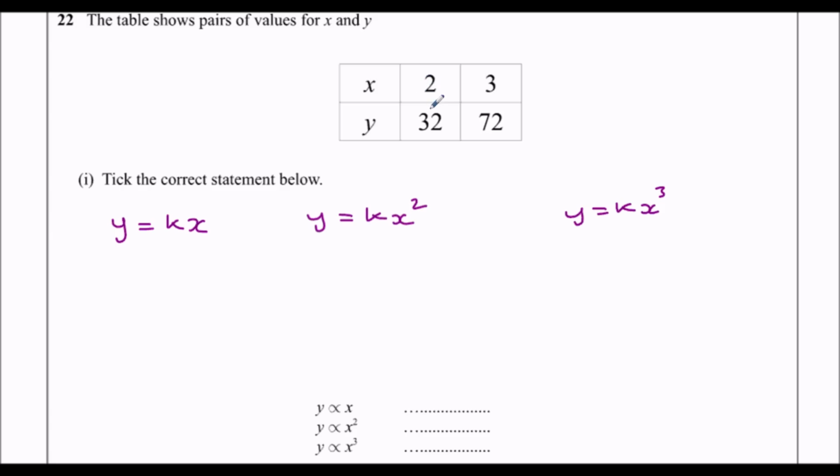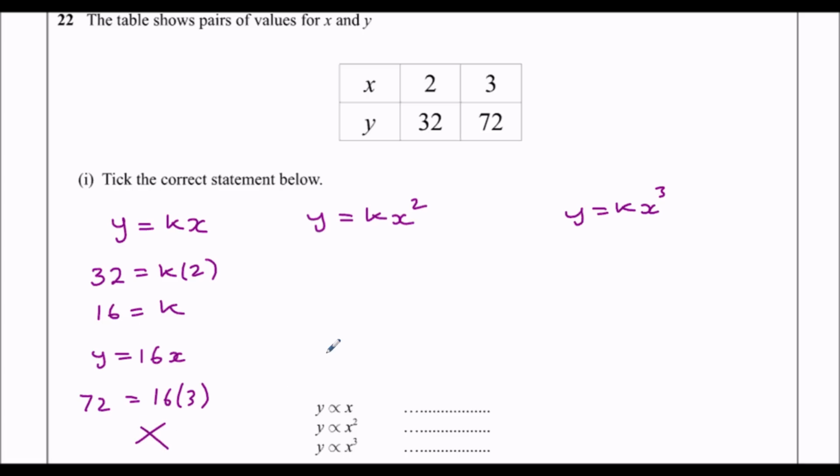So when x is 2, y is 32. So 32 is k times 2. So that makes, divide both sides by 2, k would be 16. So does that work for the other one? y equals 16x. Well, no, it doesn't. So that would be 72 equals 16 times 3. 16 times 3 is 48. It's not 72. So that doesn't work.